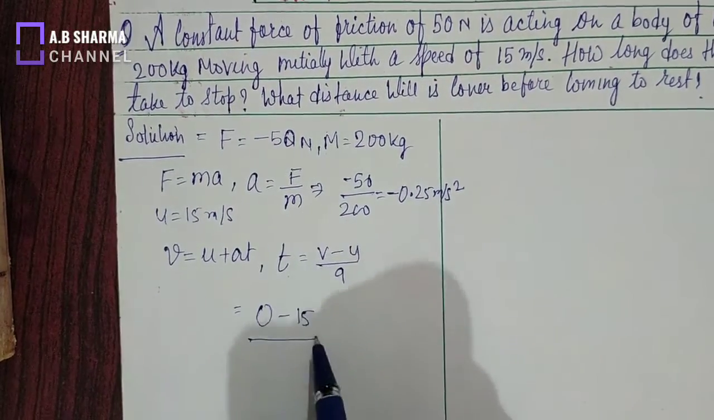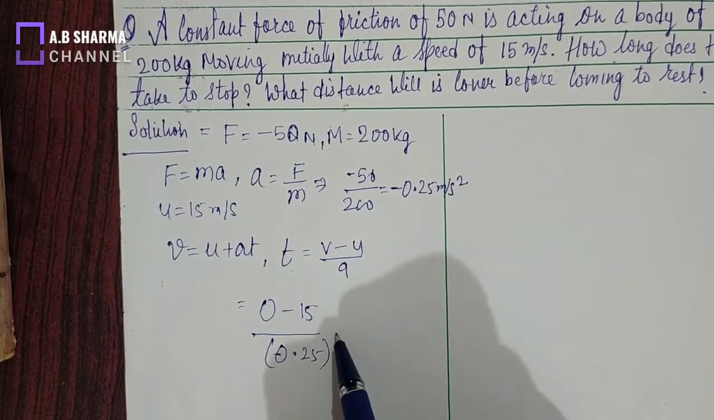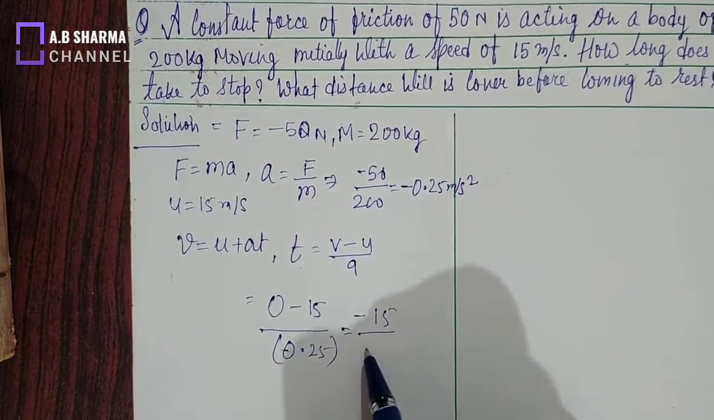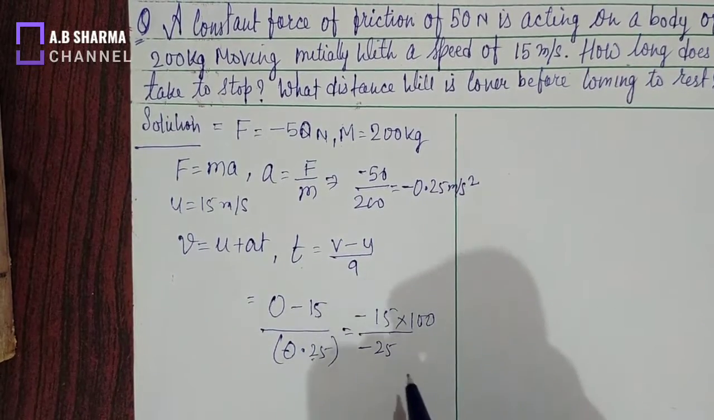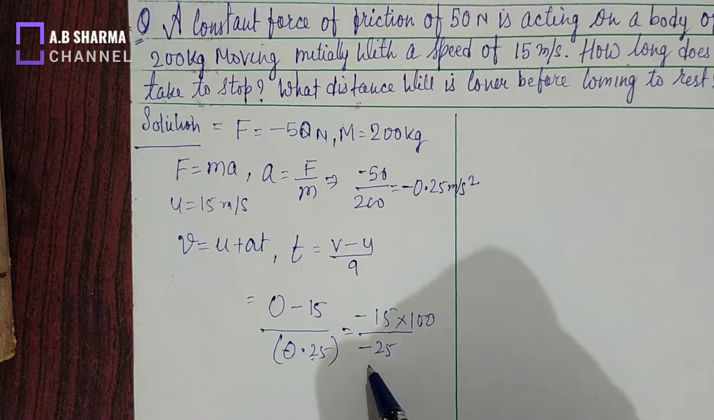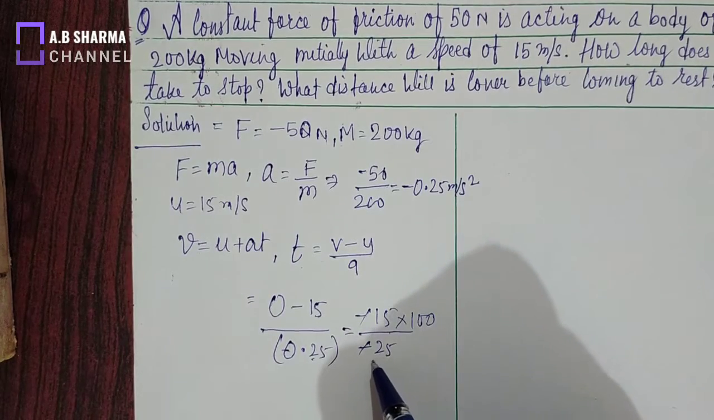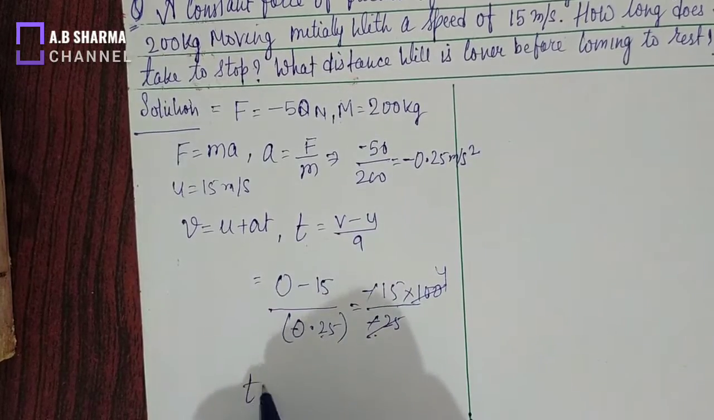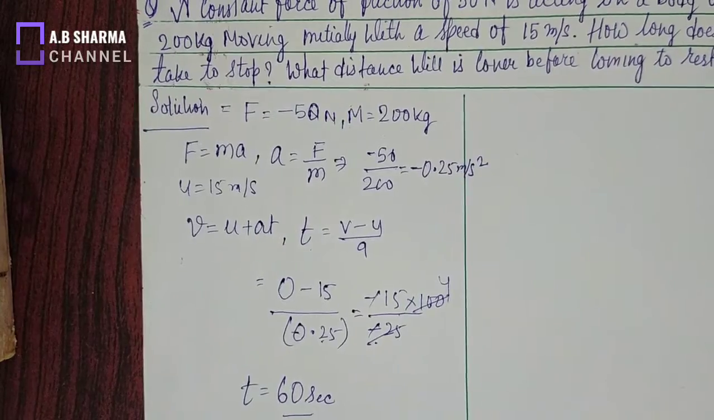So 0 minus 15 over minus 0.25, which is equal to 60 seconds. That is minus 15 over minus 25 into 100, replacing the decimals. So minus minus cancel out, and this will be 25 fours, means time equals 60 seconds. Means at 60 seconds body will come to rest.